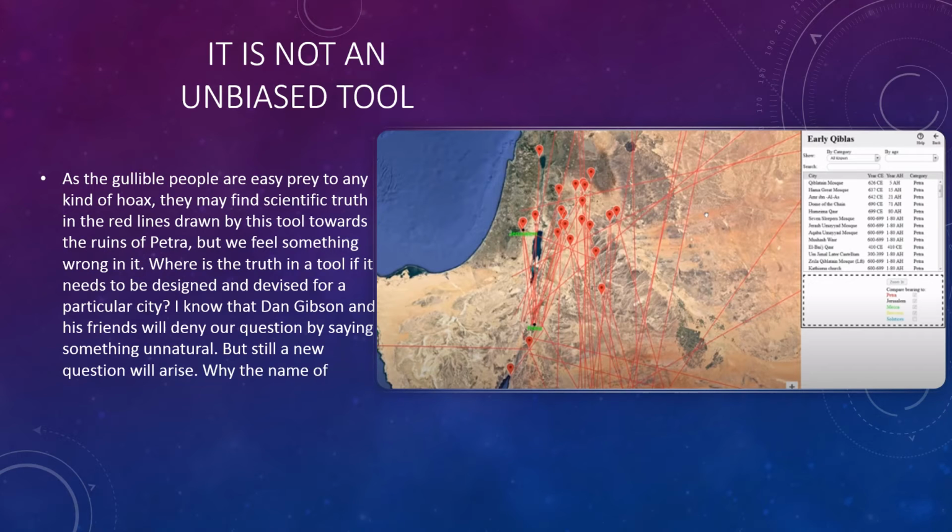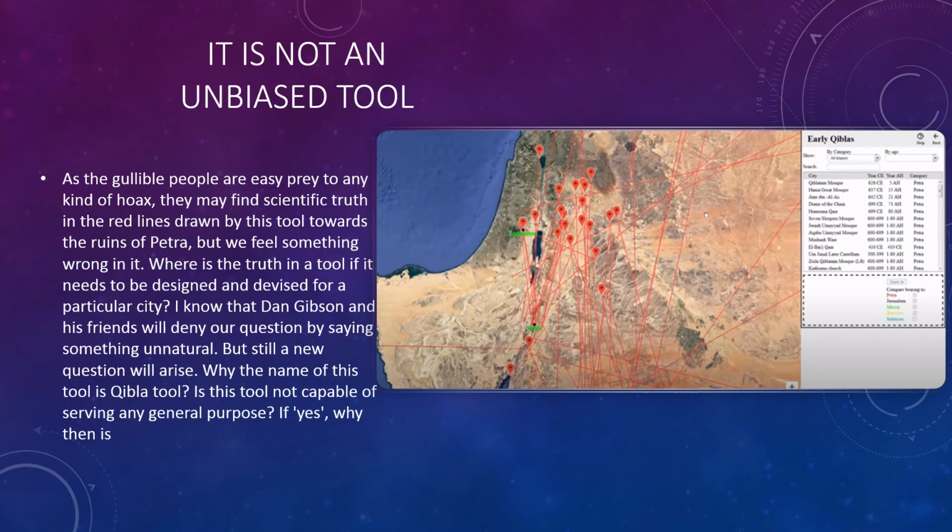Why is the name of this tool Qibla tool? Is this tool not capable of serving any general purpose? If yes, why then is it Qibla tool? If no, why then is it taken as a scientific tool at all?